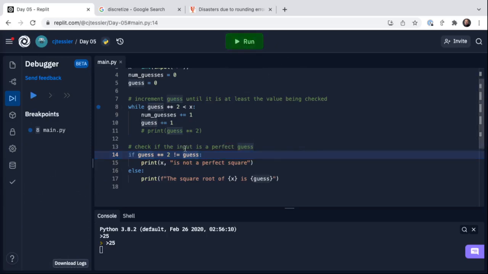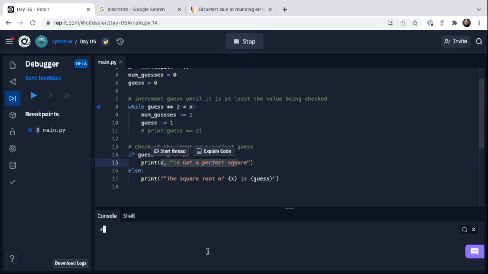Here's my bug, because in this case we want this to happen because guess squared is our x. So let's stop this. Now if guess squared is not equal to x, then run this. But if it is, we'll go to the else. So there we go, I found my bug. That took a little longer than I wanted to because I typed a bug. Does that make sense?